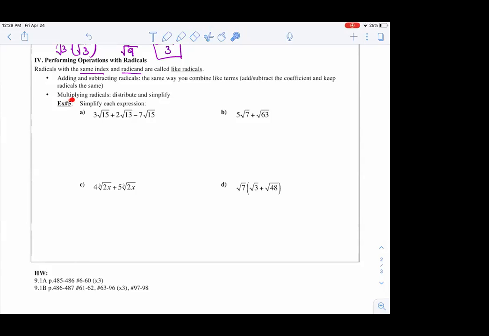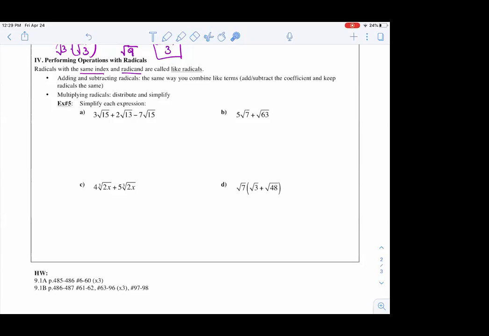When you are multiplying radicals, it's simply distributing them and simplifying them. Adding and subtracting is a bit harder than multiplying, because multiplying is just distributing and simplifying. But with adding and subtracting radicals, you have to make sure that they can be combined. You have to check if they are like radicals or not. Is it clear to you guys what like radicals are?